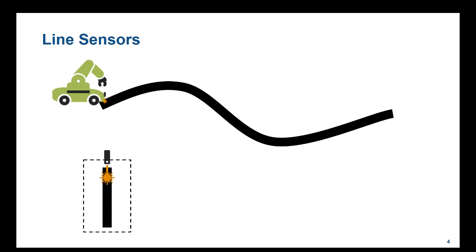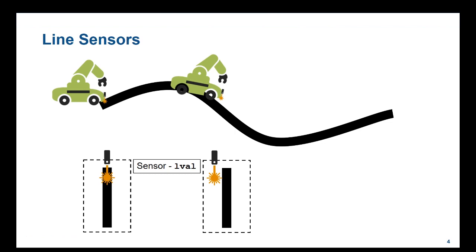At this current location, our sensor is looking at the black surface. We can note down the value for this black surface, and let's call it LVAL for now, representing the line value. In the next location, our sensor is looking at a white surface, or the environment. We can also note down the value of the white surface. Let's call it NVAL, representing the environment.